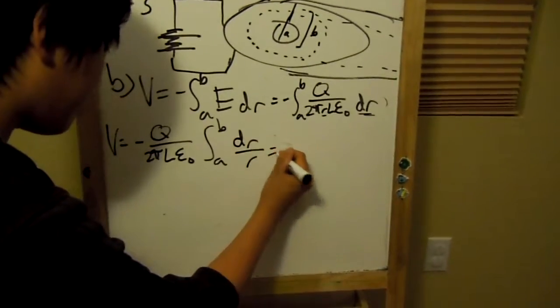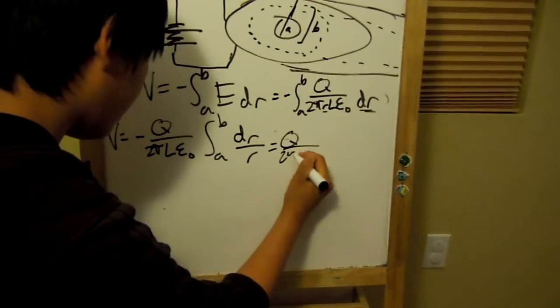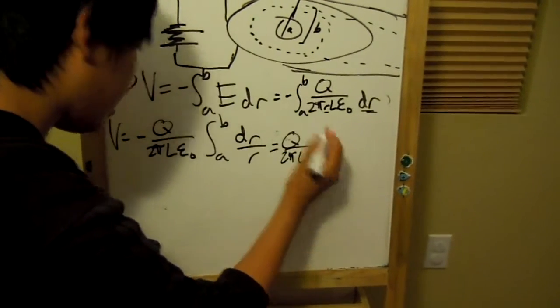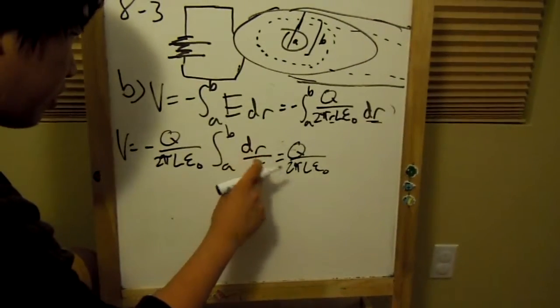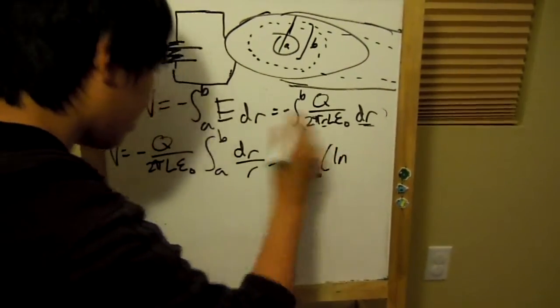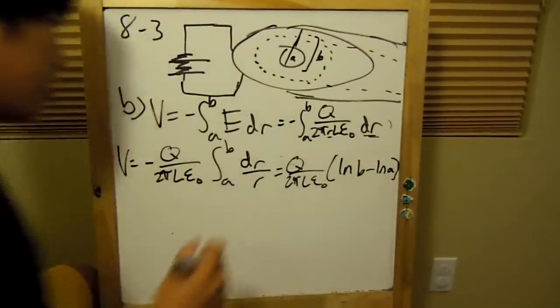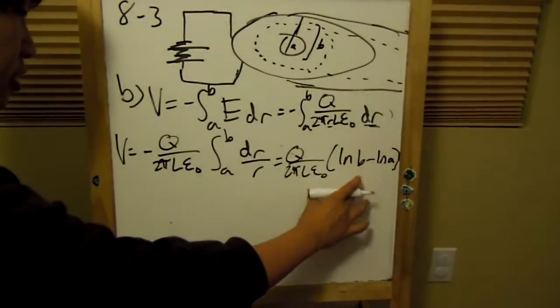And then finally we integrate. So we get Q over 2 pi L epsilon naught. The integral of 1 over r is ln of r. So we just substitute B and A: ln of B minus ln of A. Okay, and that's our answer.